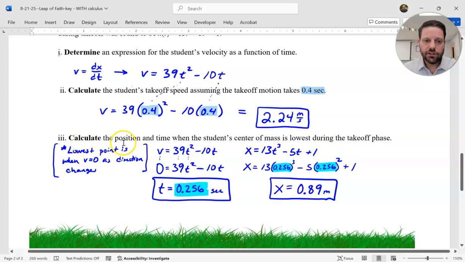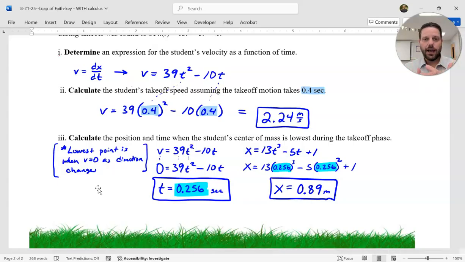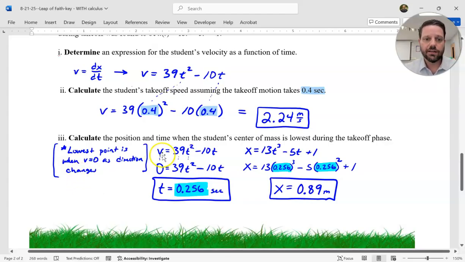We wanted to calculate the position and time when the student's center of mass was lowest during the takeoff phase. Then this is going to key in on a concept that is going to be seen pretty often in AP Physics, where the lowest point would be where there's a change in direction. And that's a key, right? Because it's the change in direction, you have to be momentarily stopped as you go from a positive velocity to a negative. You have to cross 0.